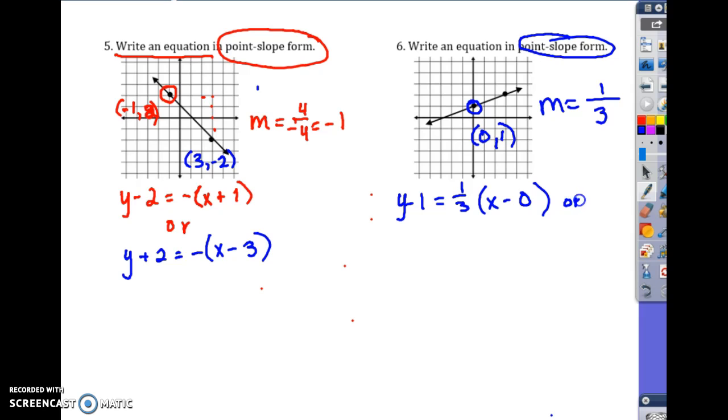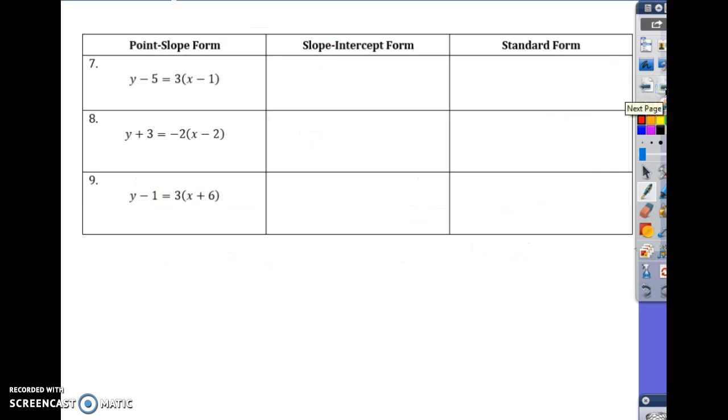Or I could actually use this point right here. This point is at 3, 2. So I can write this as y minus 2 is equal to 1/3 times x minus 3. Either answer is fine. All right, moving on, 7, 8, 9.